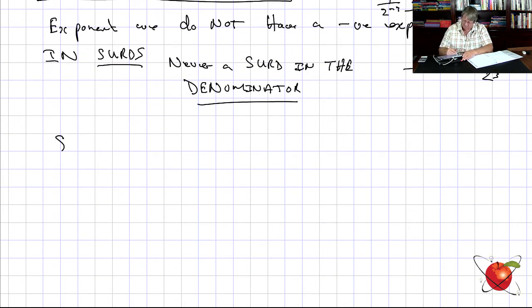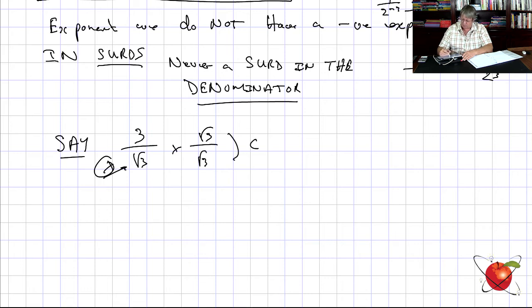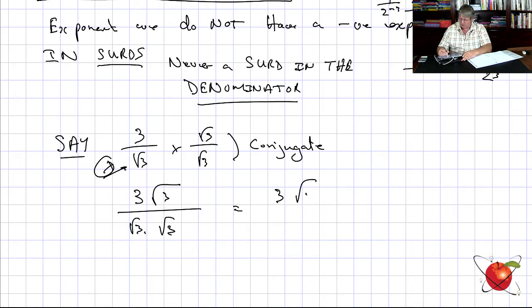Say we have 3 over root 3. The rule says, no, we're not allowed to have that. We multiply it by root 3 over root 3. This is called the conjugate. We'll get to it, don't worry. What does that mean? It means that I now multiply it. Can you see I'm multiplying it by 1, actually? That is 3 root 3 over root 3 times root 3.